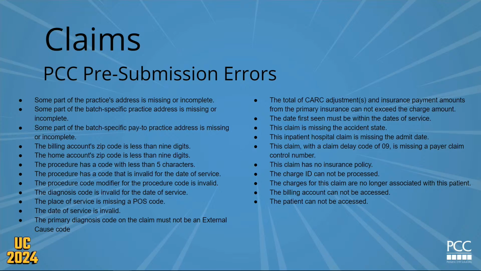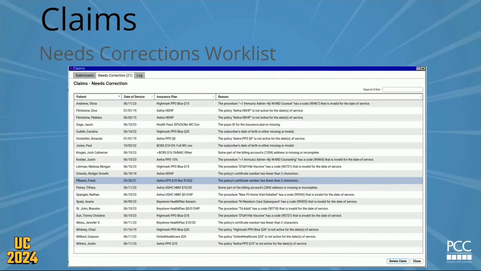Oh, and more pre-submission errors from PCC. So needs correction work list. This again is one of those other places that you can see and work down through those. So this will give you more information on those reasons. And like we showed earlier, with the new part of the claims tool, doing the claim correction portion of that in the EHR, you can click edit demographics or edit policy. You can go into those specific places when you're going through that list, but this is just going to be your needs correction here at this stage.